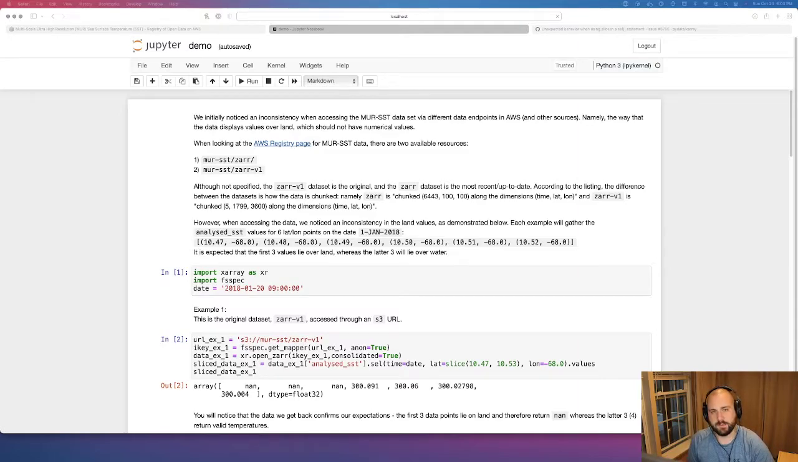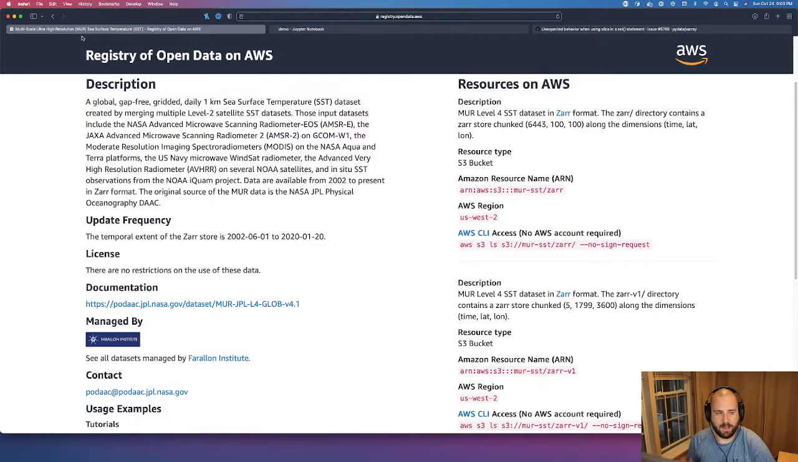I know in the previous talk, Amy was talking about the MUR SST data, specifically the one from the AWS registry. I've got that pulled up here, and that's the same data set that I'm going to look at quickly. The thing I want you to focus on is the right-hand side. There are two versions of this data: one called ZAR, and one called ZAR V1.